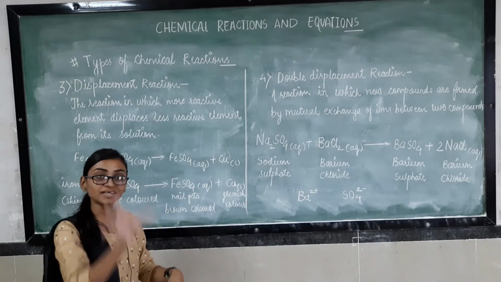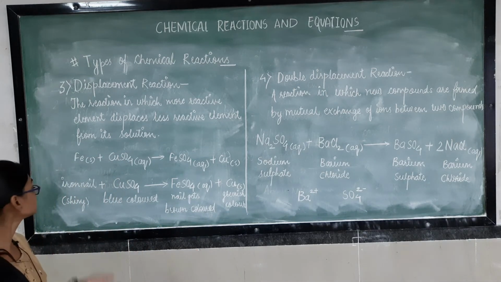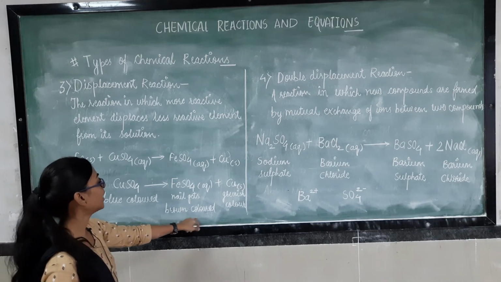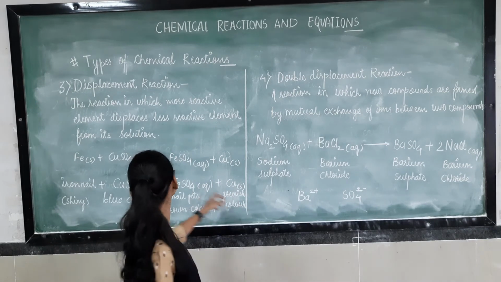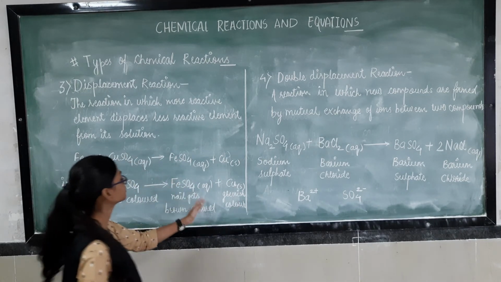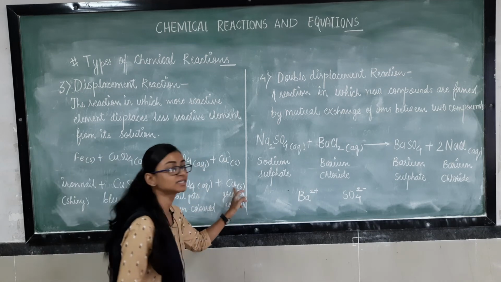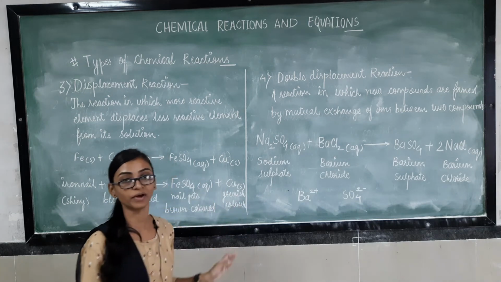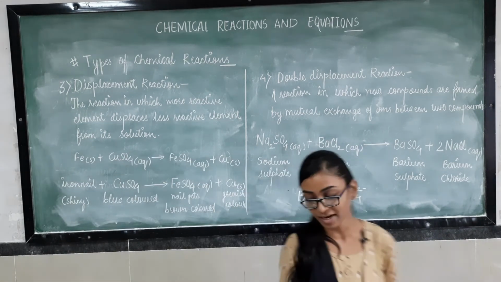The copper is deposited on that iron nail, and the color of the iron nail is changed from shiny to that brown color, and the leftover copper sulfate solution is turned from blue to a greenish color, as this greenish color substance represents the iron sulfate present in that test tube.